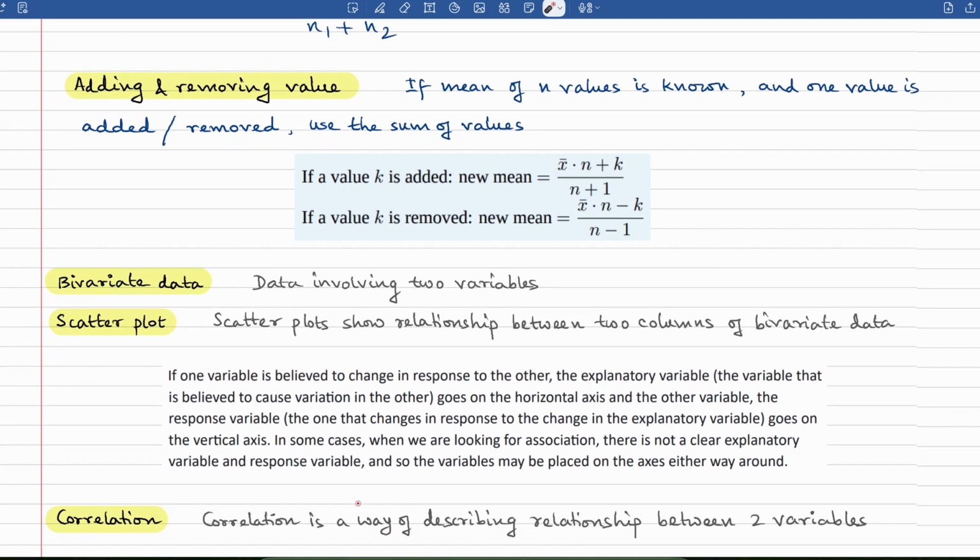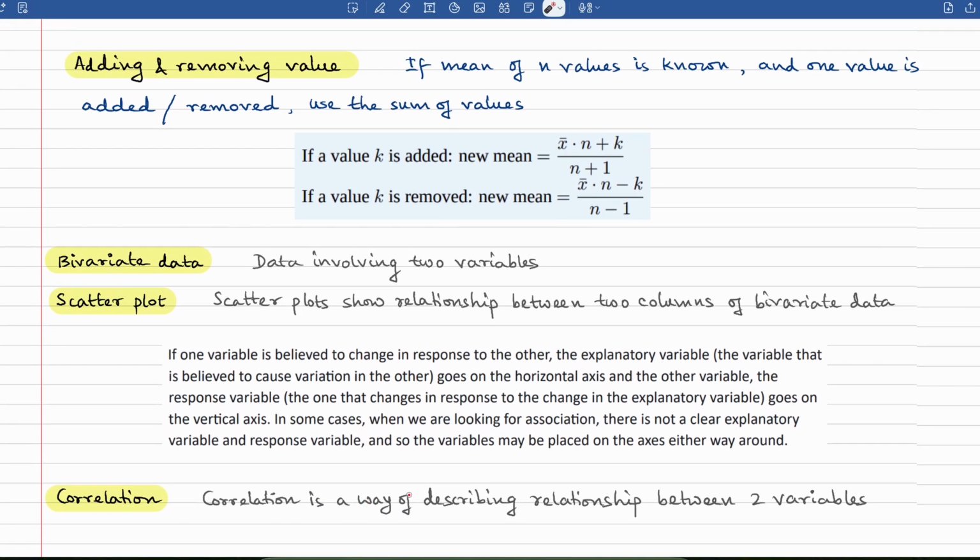Alright, now we look into bivariate data, scatter plots and correlations. We are near the end of the chapter, so let us finish these up. Bivariate data is, as it sounds, data involving 2 variables, bivariate. Scatter plot will show you the relationship between 2 columns of a bivariate data. So bivariate data can be x, y, y, z, however you take. It will show you the relationship between the 2 columns.